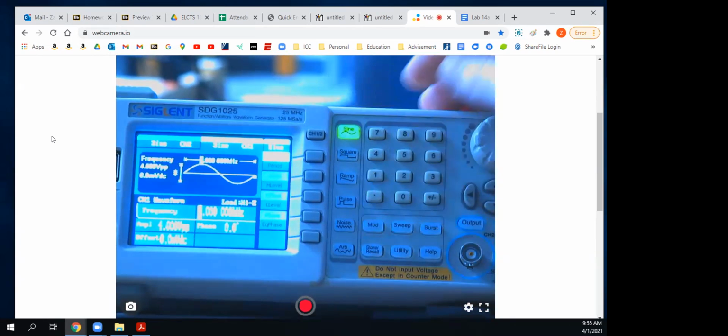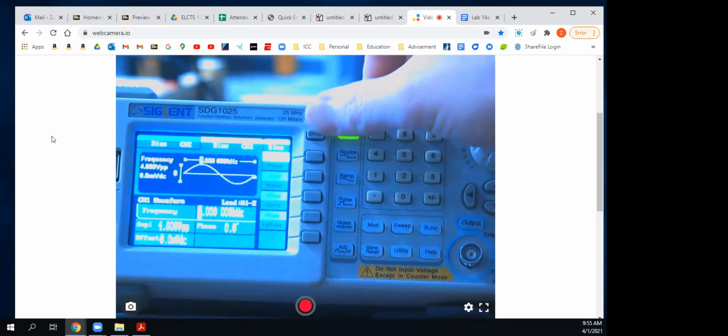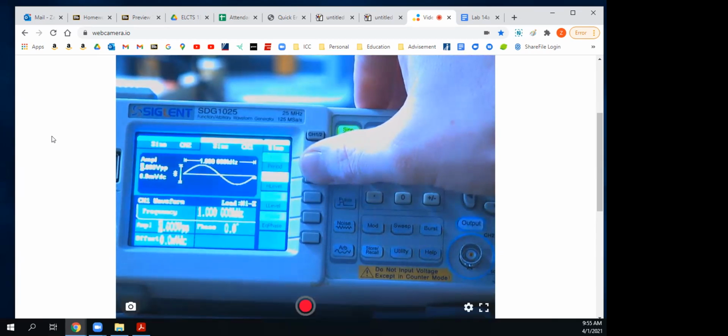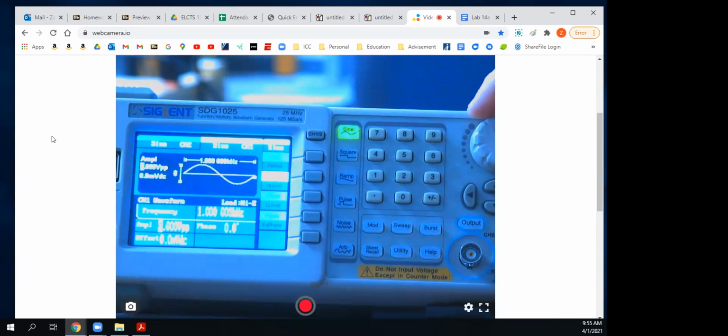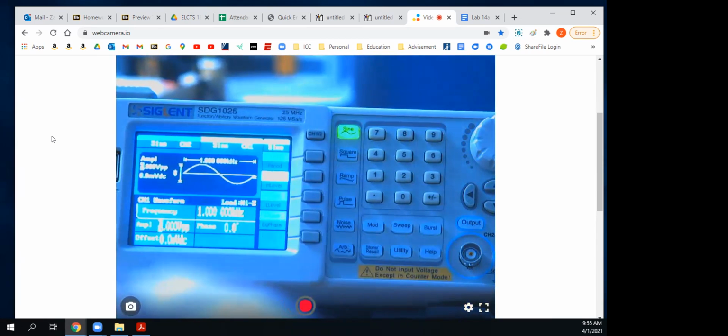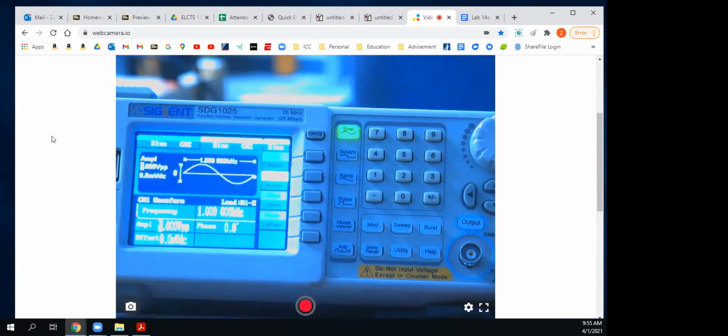I'm at 1 kilohertz, and then how do you change the amplitude on this thing? Oh, frequency, period, amplitude. 1 volt RMS. So I'm going to hook my meter up to, let's see, this would be 1.68 volts AC.